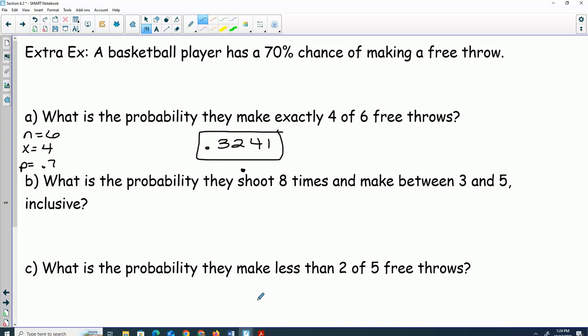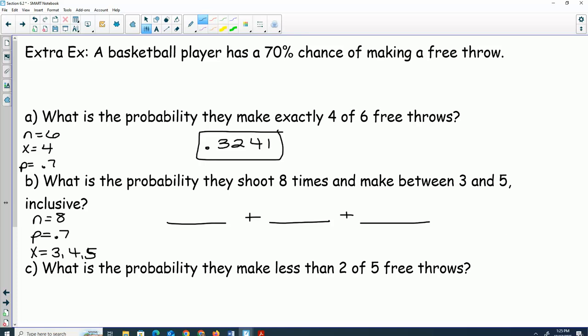Right. The next one. What is the probability that they shoot 8 times and make between 3 and 5 inclusive? So, N, how many shots are being taken? 8. My P didn't change. The probability of making the shot is still 0.7. But what is X this time? 3 to 5. Right, so it could be a 3, a 4, or a 5. So I'm going to have to get all 3 of those and add them together.